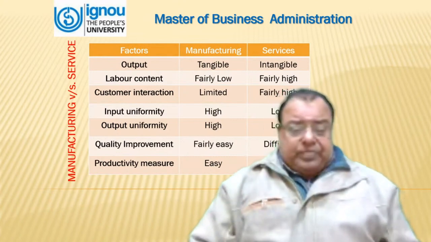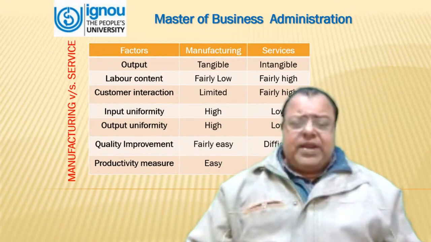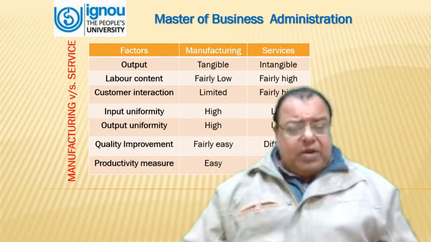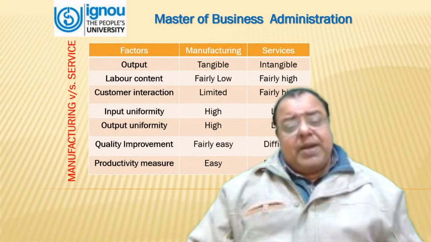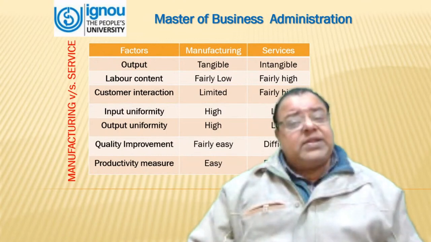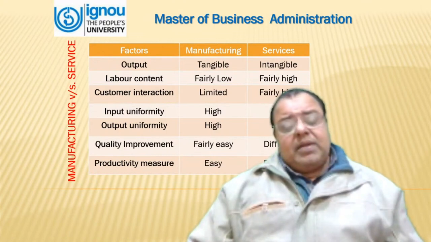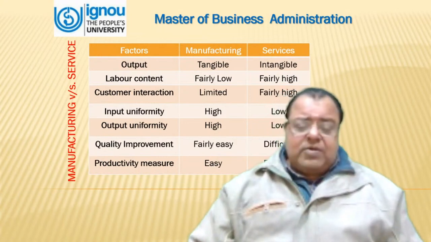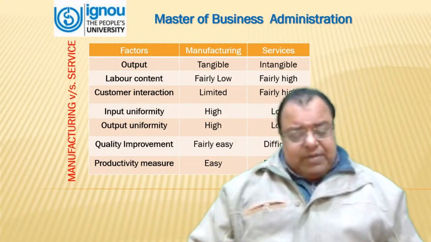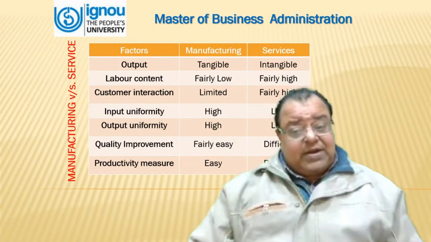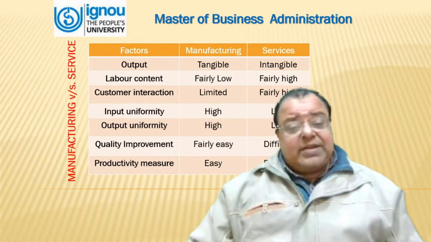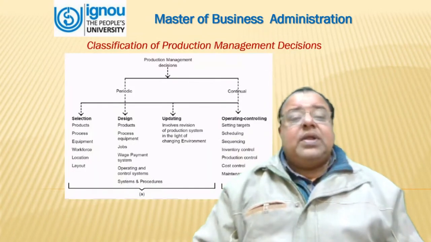Quality improvement is fairly easy in manufacturing units, but it is somewhat difficult in service industry. Productivity measure, no doubt, is easy in manufacturing unit, but it's too difficult, rather, it is difficult in services.